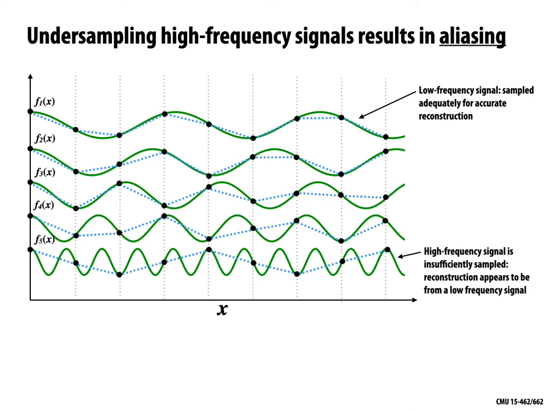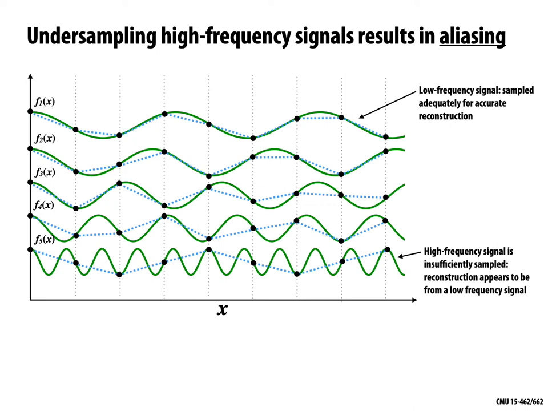So we could think about this by thinking about sampling each of these individual tones onto a finite set of samples. If we have this really low frequency tone at the top, everything's fine. I can sample these black dots, I connect them by straight lines, and I get this dashed blue curve that looks pretty much like f1 of x. It's a little different, but more or less the same. But now let's go all the way to the bottom. If we sample the function f5 of x onto the same set of sample points, what happens?